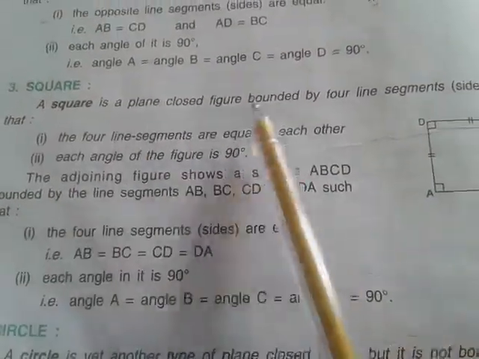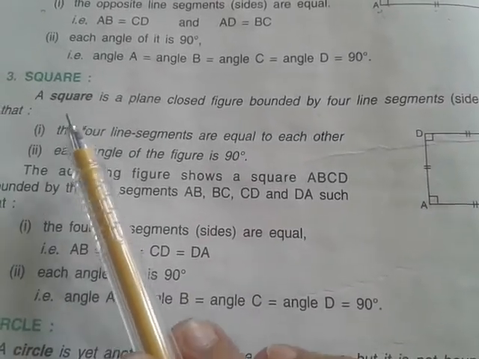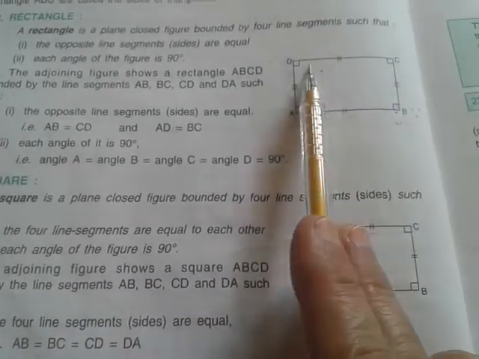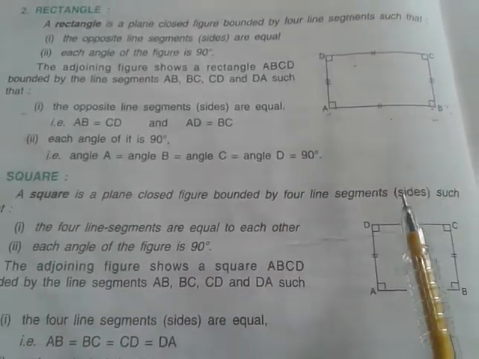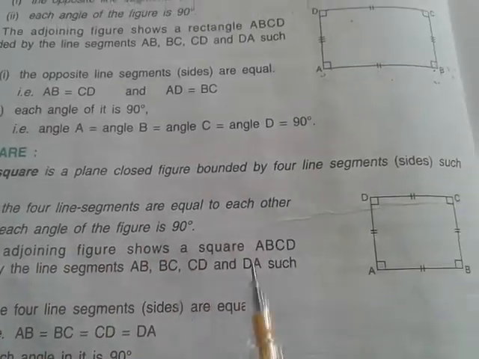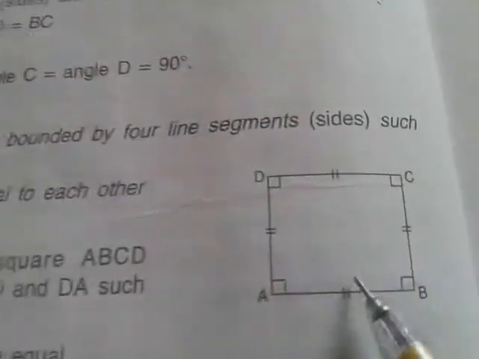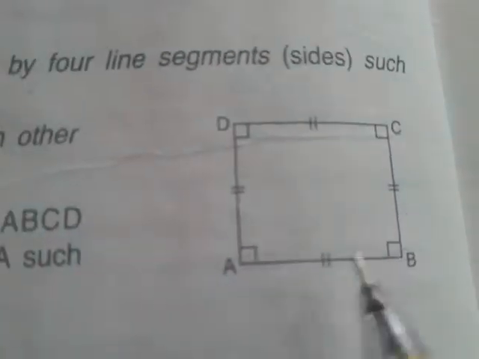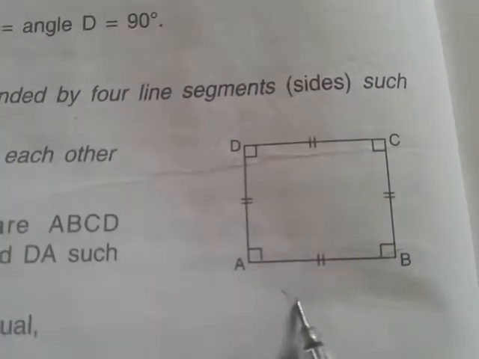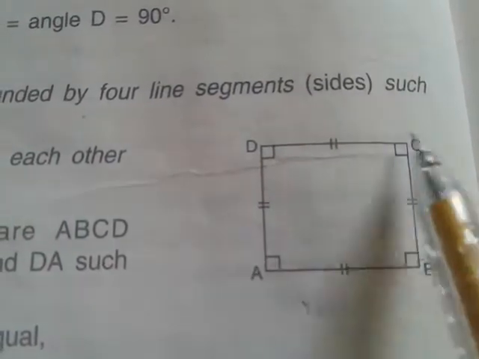Square. A square is a plain closed figure bounded by 4 line segments. Here also it was bounded by 4 line segments. But see the difference? The 4 line segments are equal to each other. Here opposite sides were equal. Here all sides are equal. Means see 2 marks, 2 marks, 2 marks, 2 marks. Not 2 marks which you get in exams. Mark means marking. So 2 marks means all the 4 sides are equal.